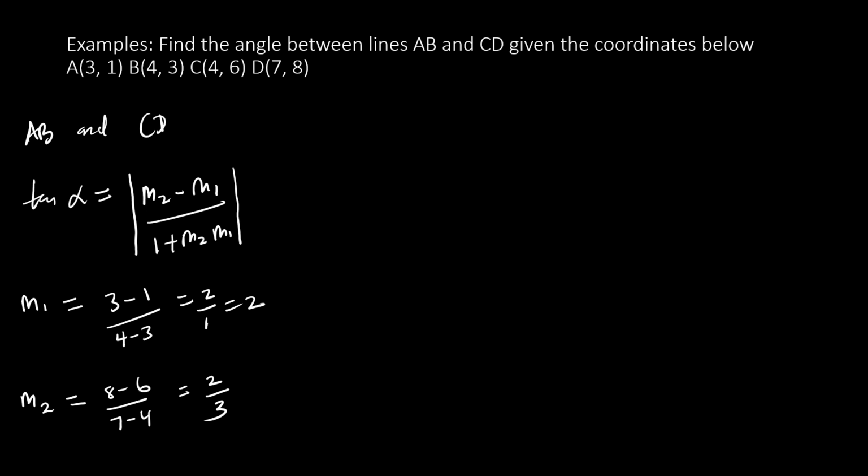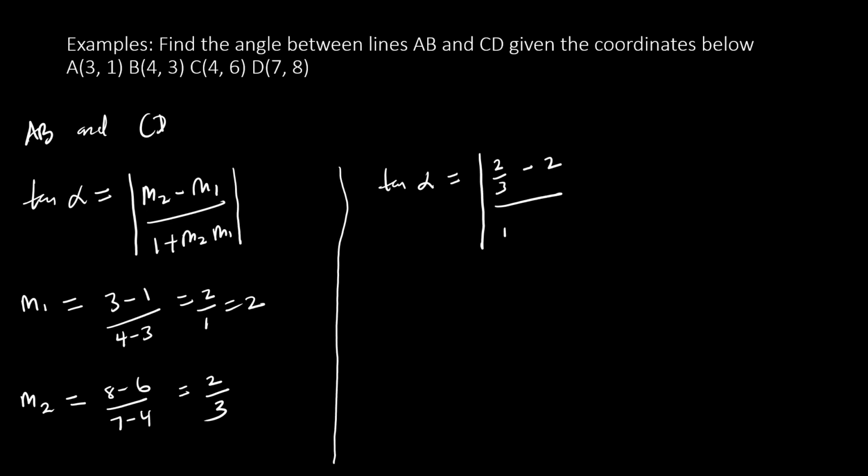Now going back to the question, let's draw a line. We have tan alpha equal to the absolute value of m2, 2 over 3, minus m1, which is 2, over 1 plus 2 over 3 times 2. Here we have tan alpha equal to 1, so alpha equals the tan inverse of 1, and alpha equals 45. So the angle between these two lines, AB and CD, equals 45 degrees.